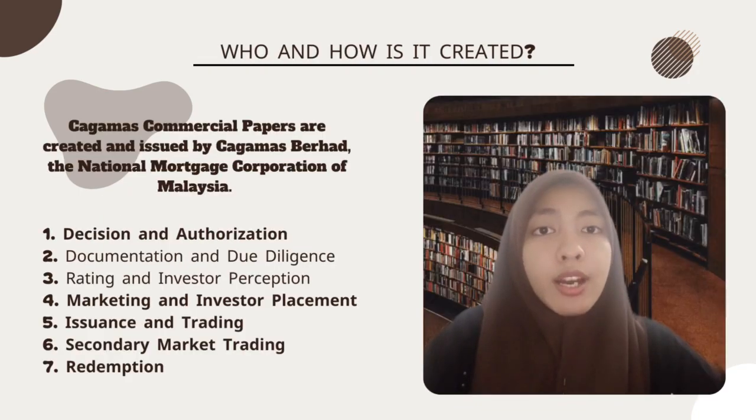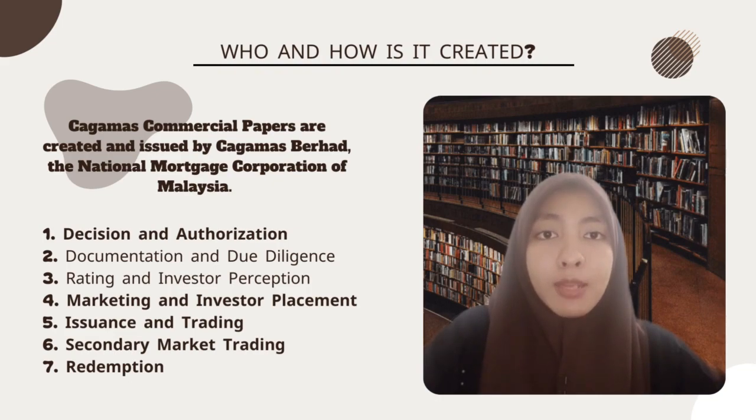Next is who creates Cagamas commercial papers and how. Cagamas commercial papers are created and issued by Cagamas Berhad, the National Mortgage Corporation of Malaysia. How are these created? First is decision and authorization. Second is documentation and due diligence. Third is rating and investor perception. Fourth is marketing and investor placement. Fifth is issuance and trading. Sixth is secondary market trading, and last is redemption.